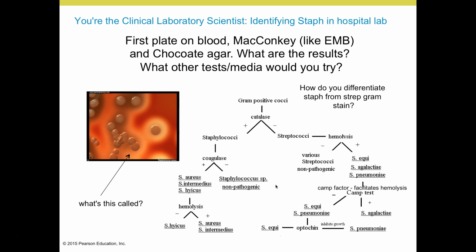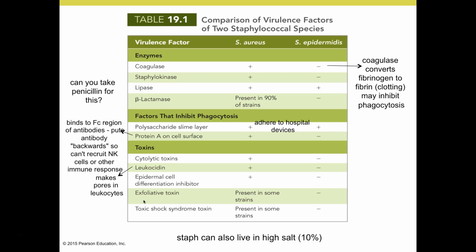A positive catalase will make it a staph, and then you can do a coagulase test to see which ones are positive versus negative, and that will give you different species. And lastly, we can also do a hemolysis test, and that's what you see here on the agar plate when we talk about hemolysis. So I'll give you this answer. What is it called? This table gives you comparisons of the two staph species, how we can identify them.